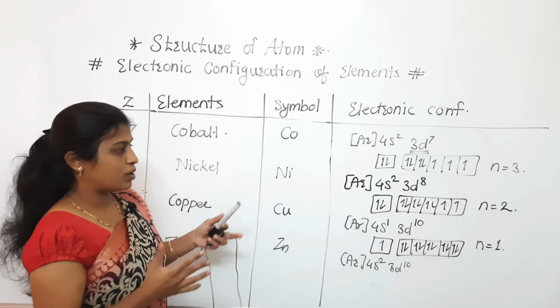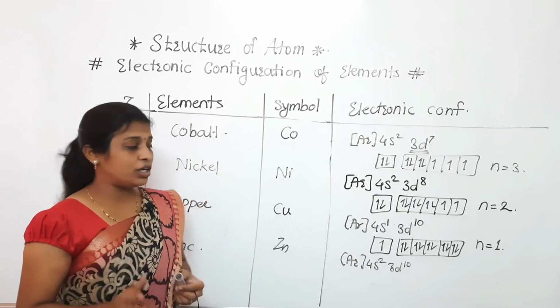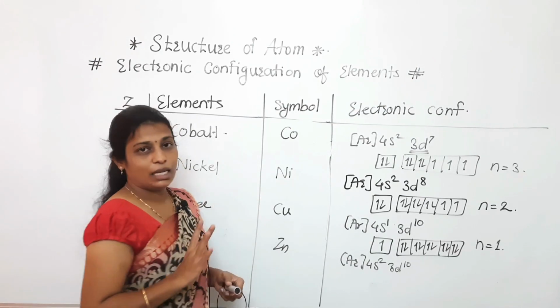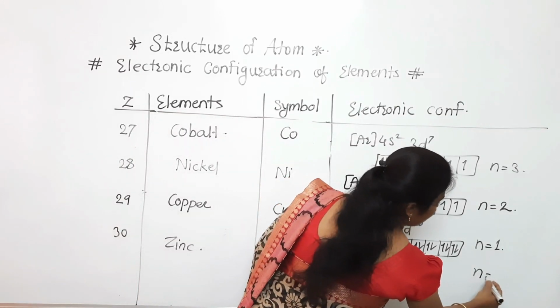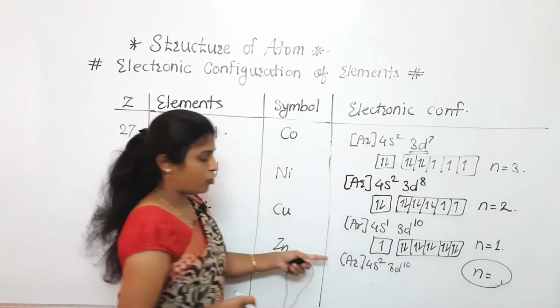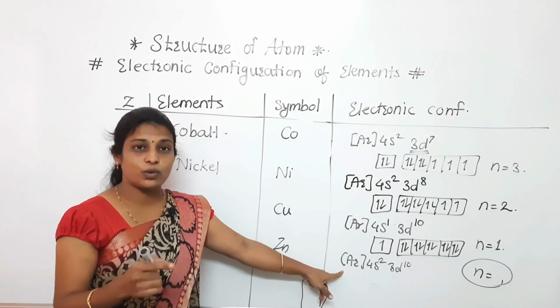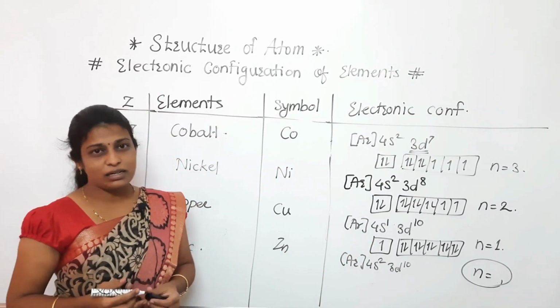So in this way I have completed the electronic configuration for elements 21 to 30. Here we have completed how to write the electronic configuration of these elements. Here you have to find out the number of unpaired electrons for zinc. I have written its electronic configuration. According to that, by using this concept, please calculate it and write your answer in the comment box.